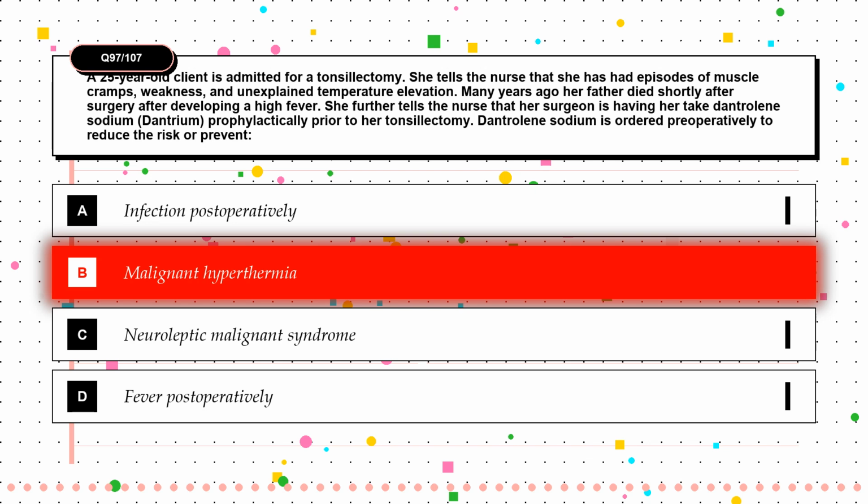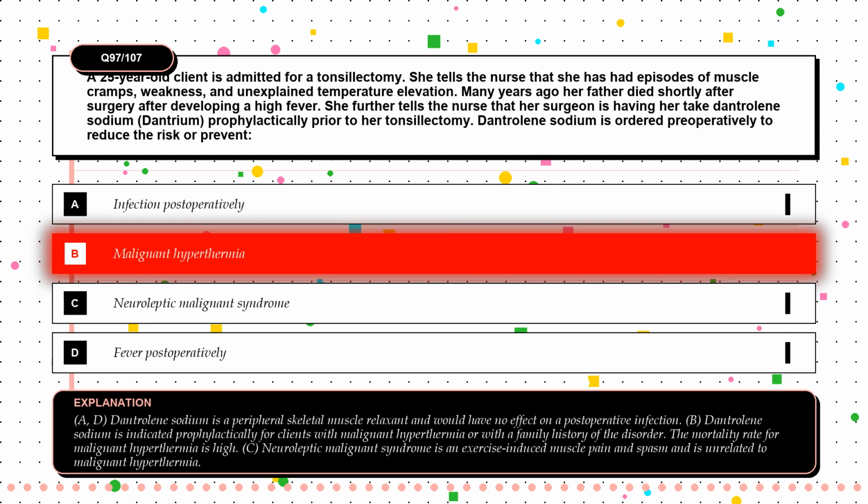The correct answer is option B. Malignant hyperthermia. A. Dantrolene sodium is a peripheral skeletal muscle relaxant and would have no effect on a postoperative infection. B. Dantrolene sodium is indicated prophylactically for clients with malignant hyperthermia or with a family history of the disorder. The mortality rate for malignant hyperthermia is high. C. Neuroleptic malignant syndrome is an exercise-induced muscle pain and spasm and is unrelated to malignant hyperthermia.